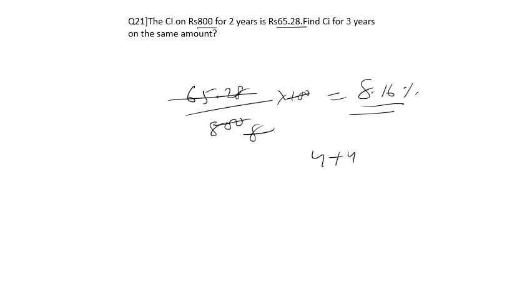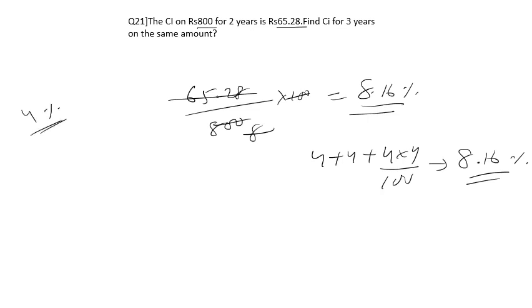4 plus 4 plus 4 into 4 by 100. This is coming out to be 8.16 guys, isn't it? So this is the effective rate of 4%. So rate I found to be 4%. If the rate is 4%, then can I not find out the compound interest? I can easily find out.